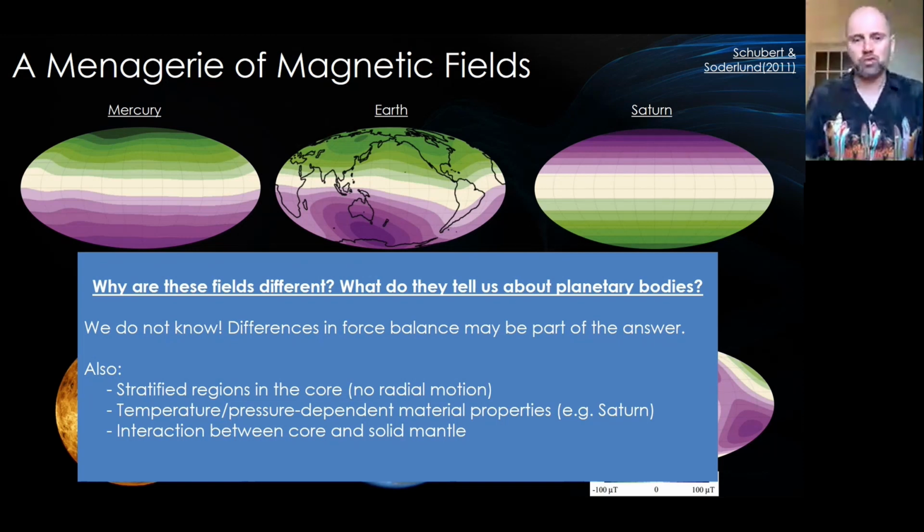But ultimately, what I've tried to show you is that these magnetic fields are telling us something about the deep interiors of these bodies. They're telling us about not just the core, but the balance of forces, the processes that are going on in regions that we would otherwise have no hope of observing.